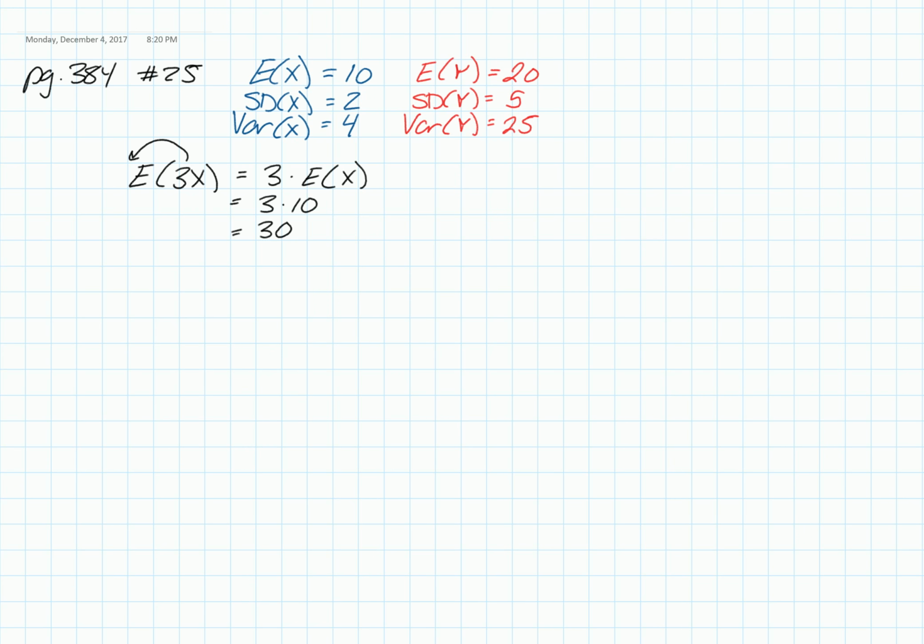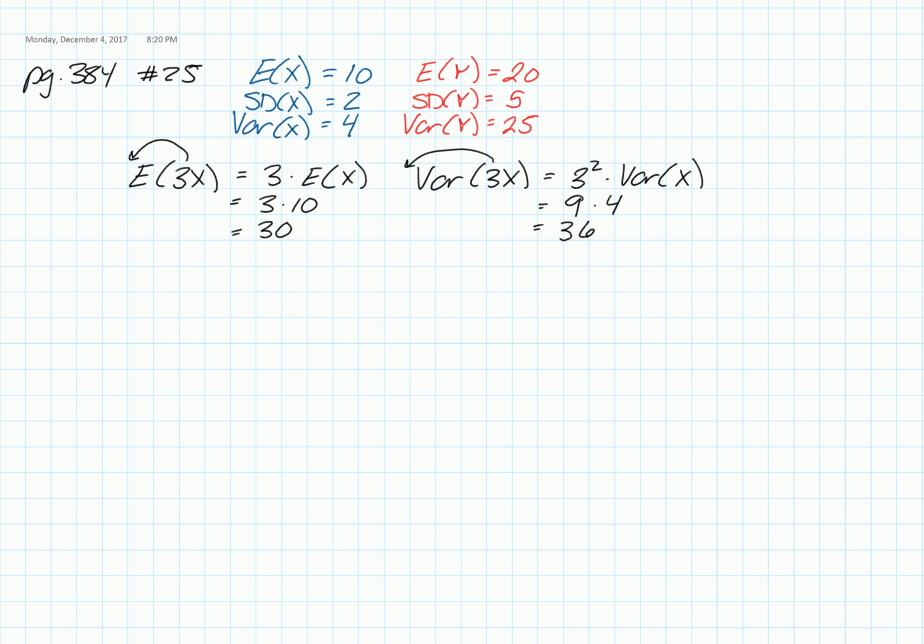The standard deviation might be a little bit trickier because we're going to have to start with variance. So the variance of 3x, the rule is not intuitive. The rule says here that once again the 3 is pulled out, but it has to be squared. So it becomes 3 squared times the variance of x. So we have 9 times the variance of x, which is 4. So there we have 36.